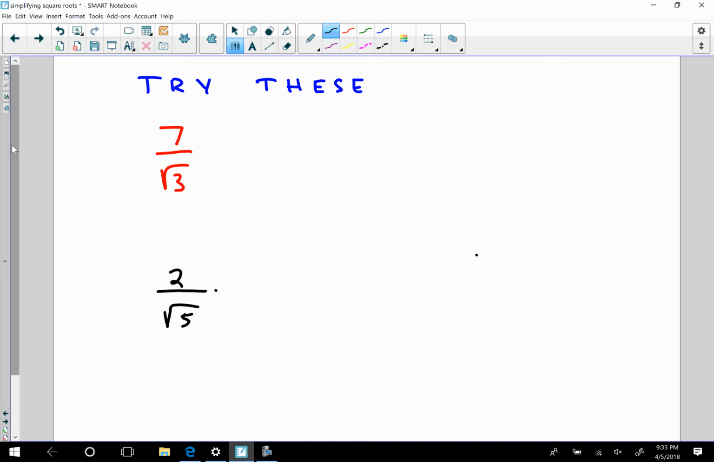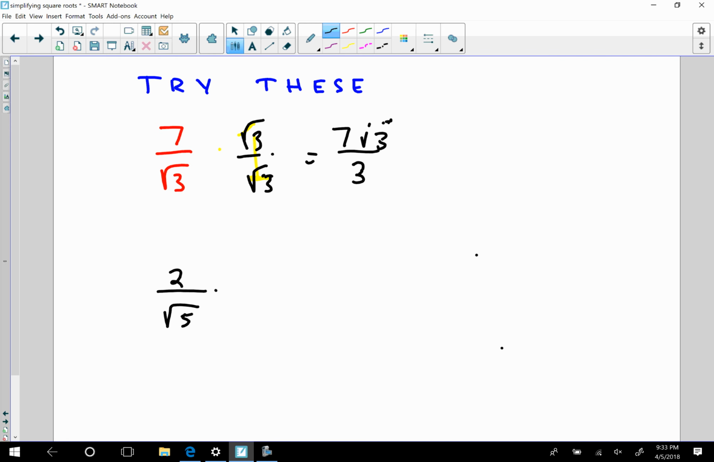Okay, here we go. So I think it's easy to see. I'm going to multiply this by 1. And what 1 am I going to use? I'm going to use square root of 3 over square root of 3, because I notice the square root of 3 times square root of 3 is 3. Now the square root is out of the bottom. And the top is simply going to be 7 square root of 3. So these have the same exact value. 7 over square root of 3 is the same as 7 square root of 3 over 3.